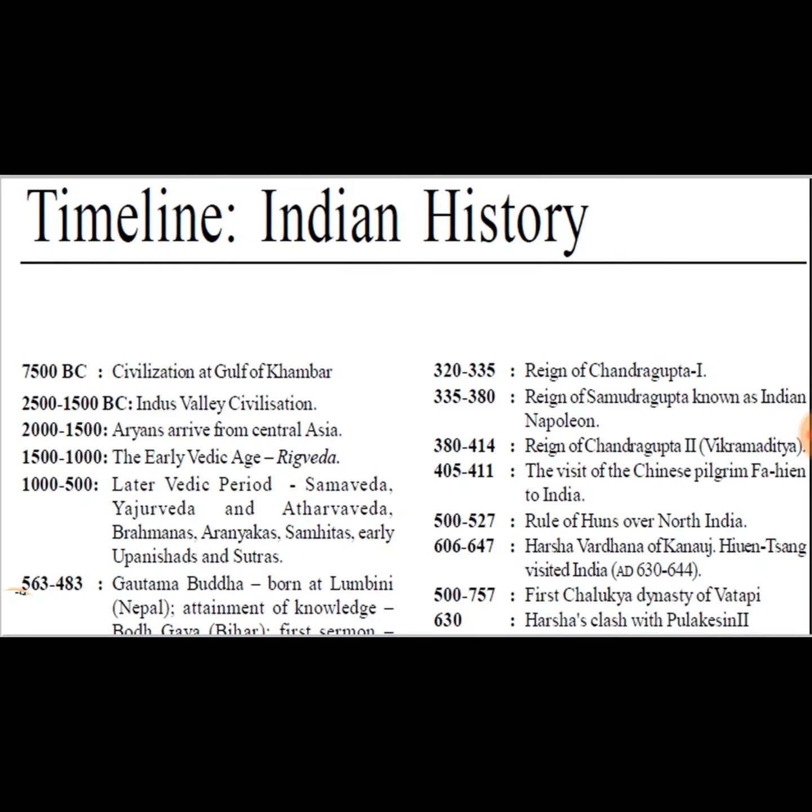Now further, in this image we can see the timeline of Indian history. From 7500 BC, civilization at Gulf starts. Now the Indus Valley civilization that we have read in class 6 is from 2500 to 1500 BC. Here the time period in BC, given on the left hand side, is in decreasing order, and the time period given on the right hand side is in increasing order. That is, the reign of Chandragupta I is 320 to 335 AD.